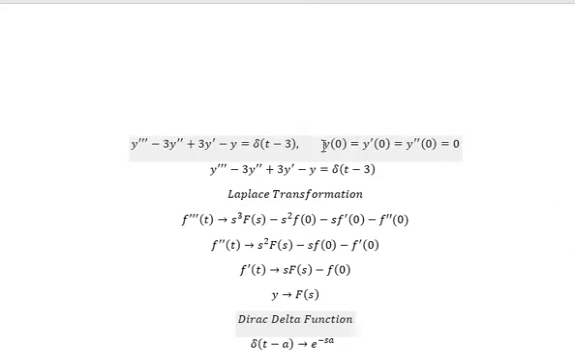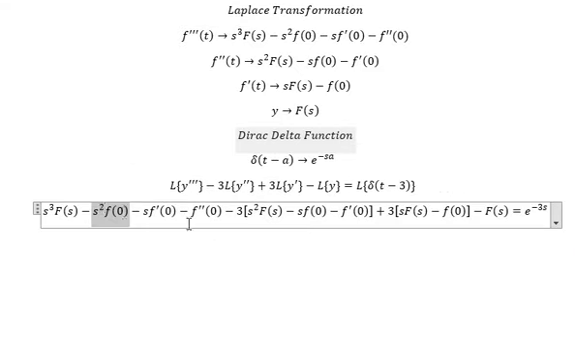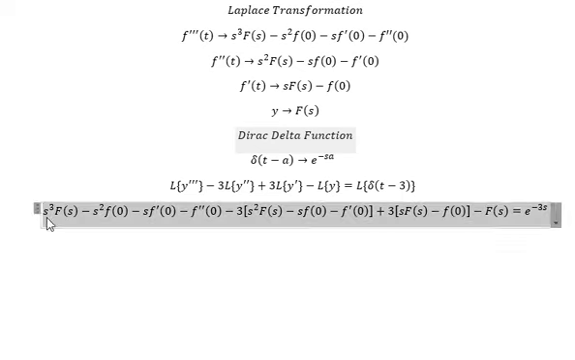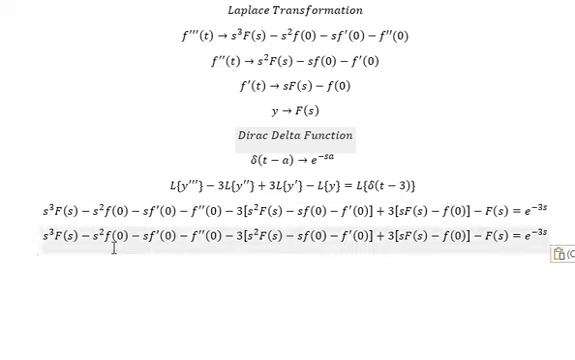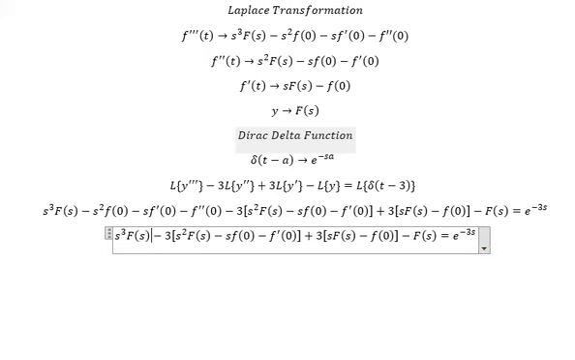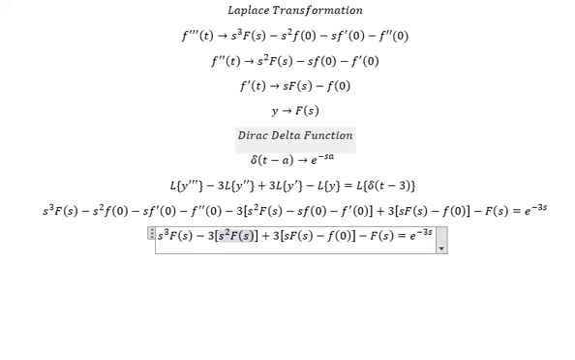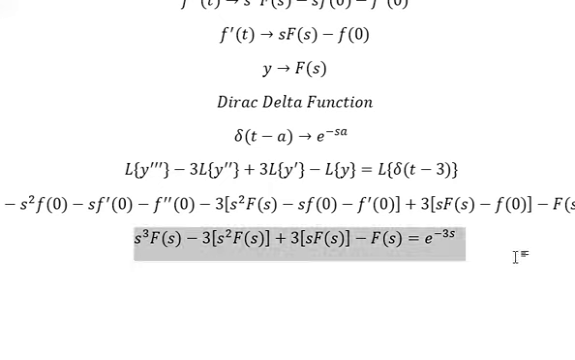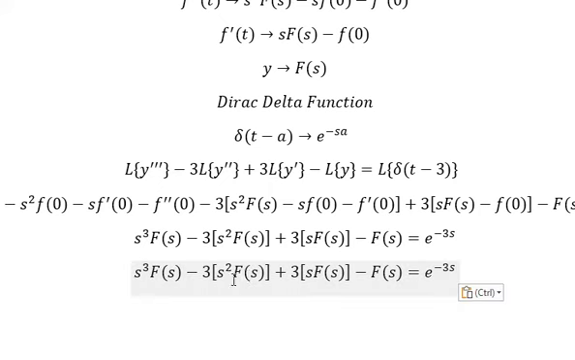Next, we have the conditions. So this one, this one, this one, this one, this one, and this one, you got 0. So if we simplify, you got like this. Next, capital F of s, we can do factorization.